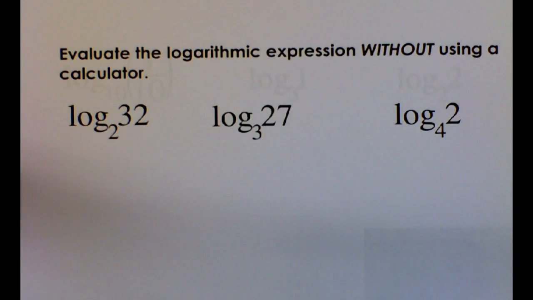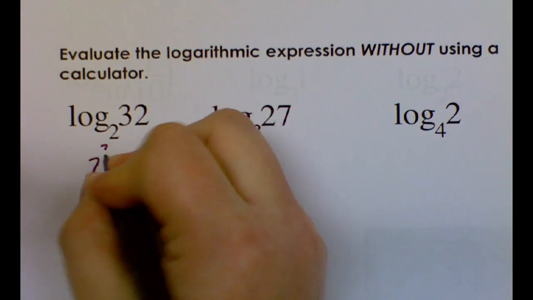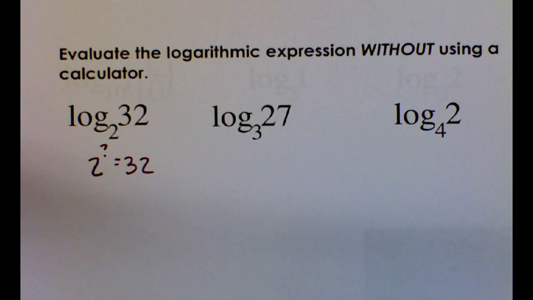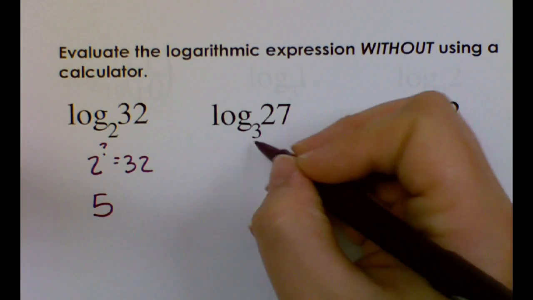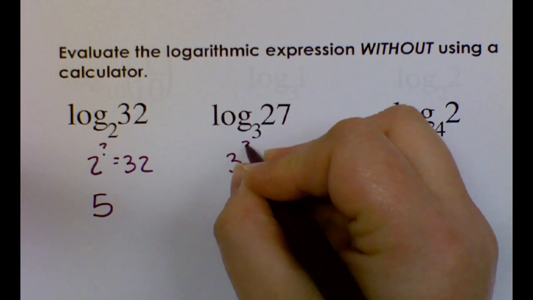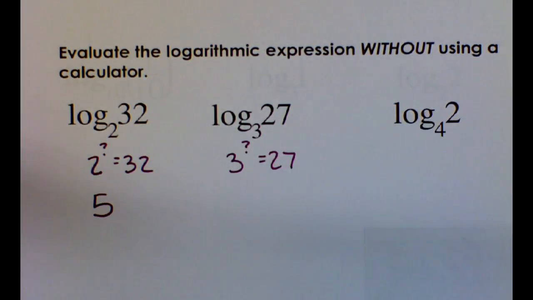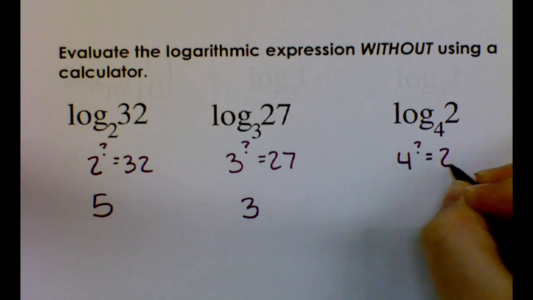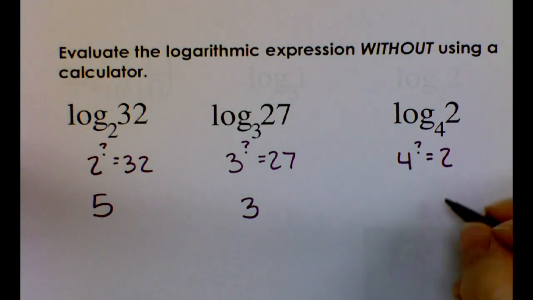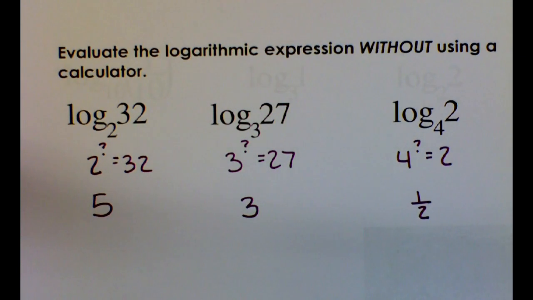Now let's evaluate without a calculator. So this first one, log base 2 of 32. Basically I'm saying 2 to what power gives me 32? Well, 2 to the 5th power makes 32, so the answer is 5. Log base 3 of 27. 3 to what power gives me 27? Well, that's 3 cubed, so the answer is 3. Log base 4 of 2. 4 to what power gives me 2? Well, the square root of 4 is 2. Square root is a 1/2 power. 4 to the 1/2 power gives me 2.